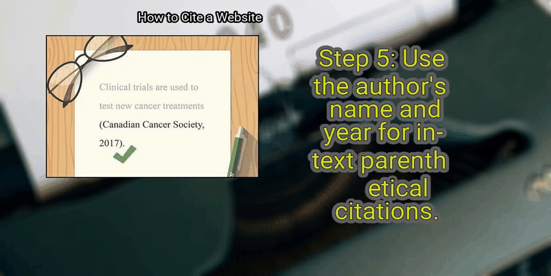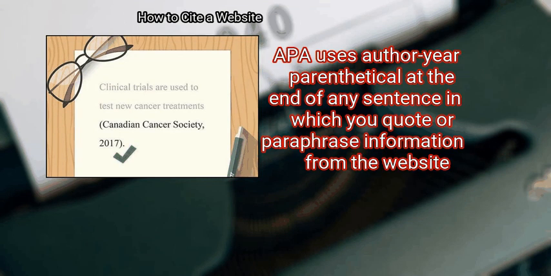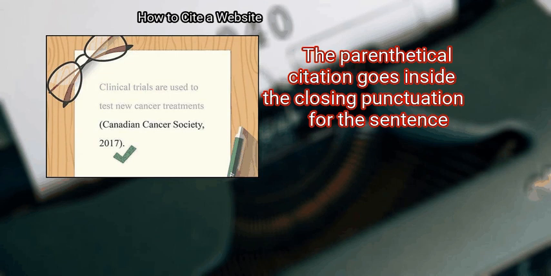Finally, use the author's name and year for in-text parenthetical citations. Use an author-year parenthetical at the end of any sentence in which you quote or paraphrase information from the website. The parenthetical citation goes inside the closing punctuation for the sentence.